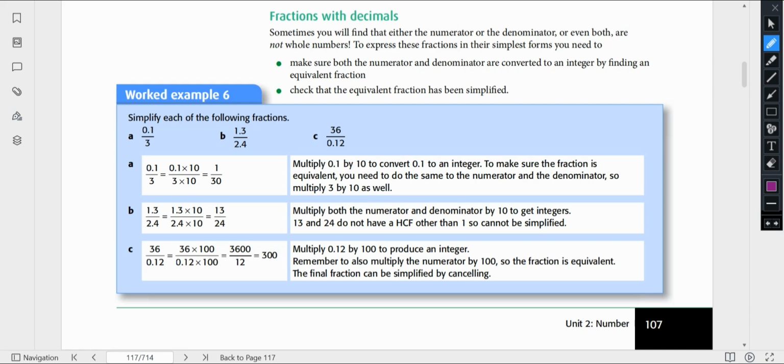For example, if we have 0.1 divided by 3, I'm just taking this worked example. We have to get rid of this scary decimal point. What we do is we just multiply it by 10. And we know that multiplying 0.1 with 10 will give us 1. But this is cheating. We do not do that.